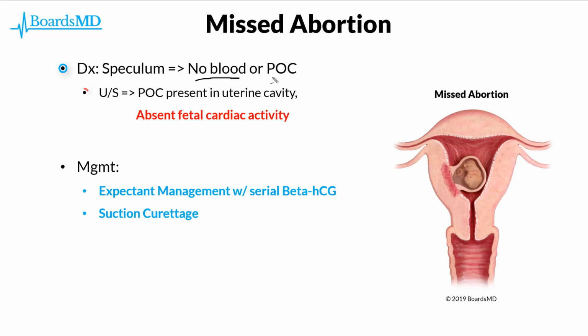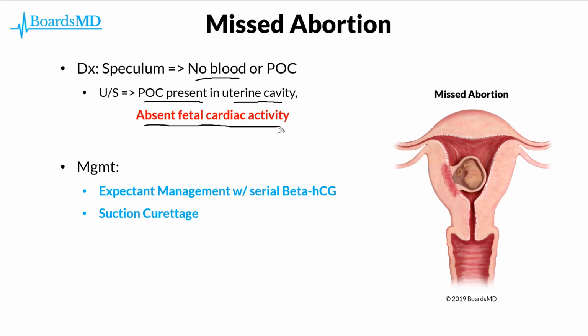Instead, if we were to perform an ultrasound in these patients, we would see that there are still products of conception present in the uterine cavity, not the vaginal canal, and we would also see that these patients classically have an absence of fetal cardiac activity, indicating that the fetus remaining in the uterus is no longer viable, and that we have indeed missed the abortion.